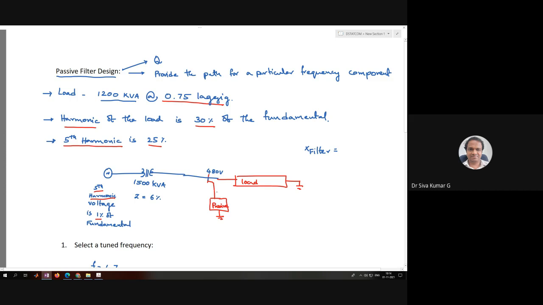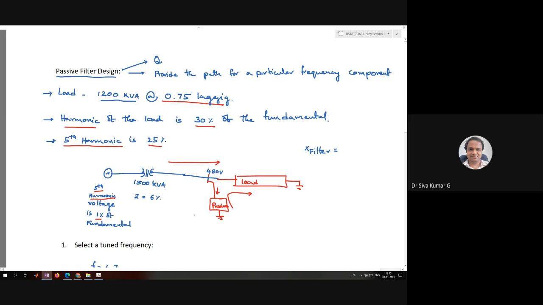What exactly is happening is, when there is a load and no passive filter, the fifth harmonic current is going to flow this way. When there is a passive filter, it is going to flow from the passive filter to the load. The load is expected to draw it, whereas the source is not going to provide the fifth harmonic current. Why? Because this path provides a very low impedance for the fifth harmonic current. Instead of going this way, it is going to flow this way, because the passive filter provides a low impedance path.